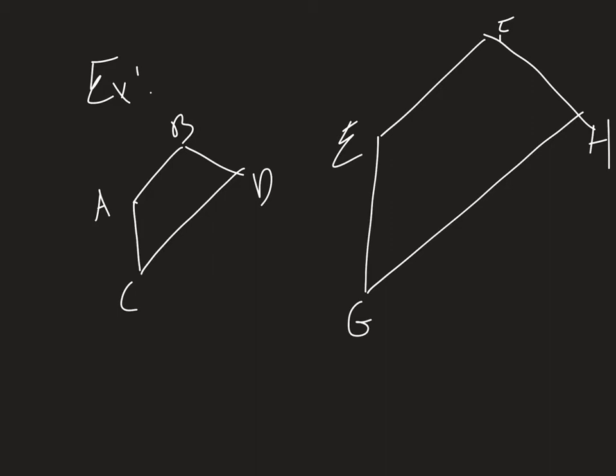So let's say, hypothetically, we were given the knowledge that figure ABCD is similar to figure EFGH. You write this with a single squiggly line, which means similar. And again, we have to be careful with our order here, just like with congruence. So A corresponds with E, B with F, C with G, and D with H.